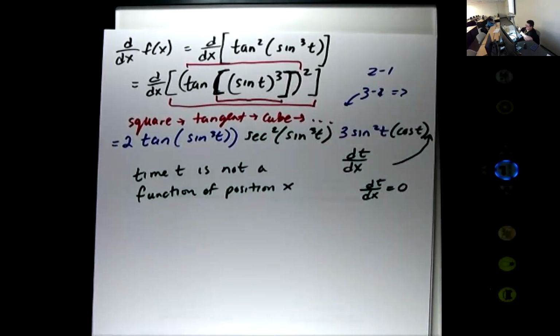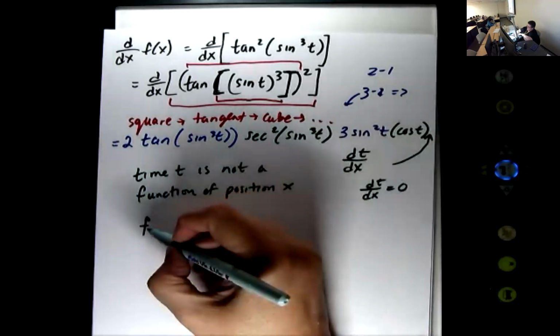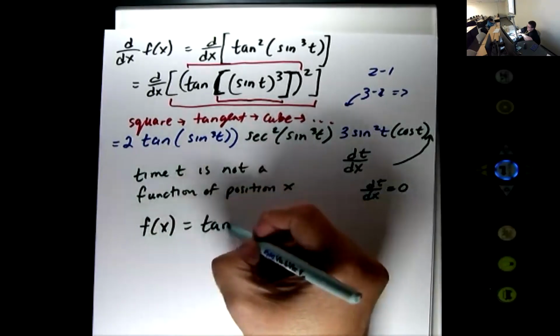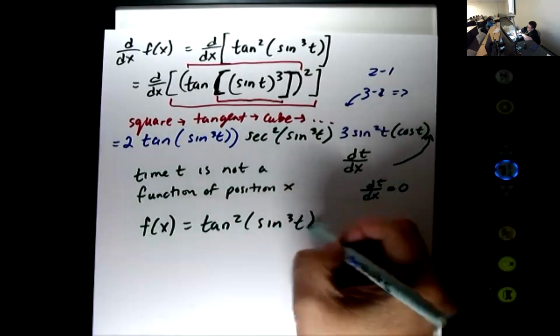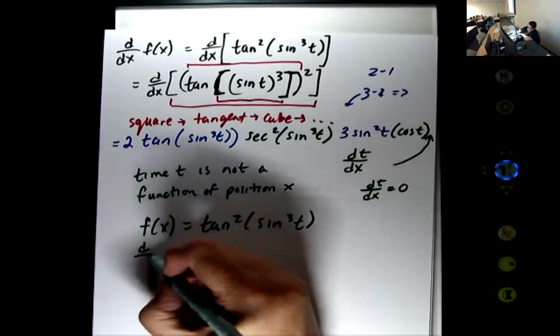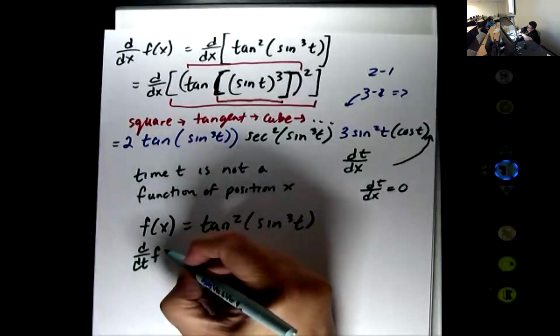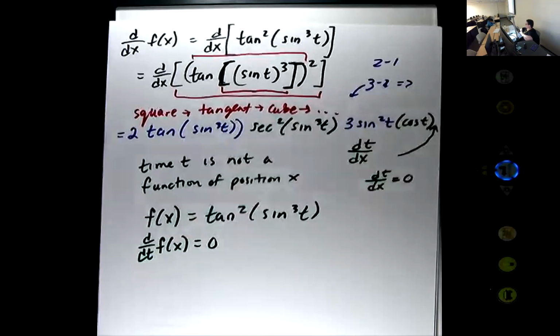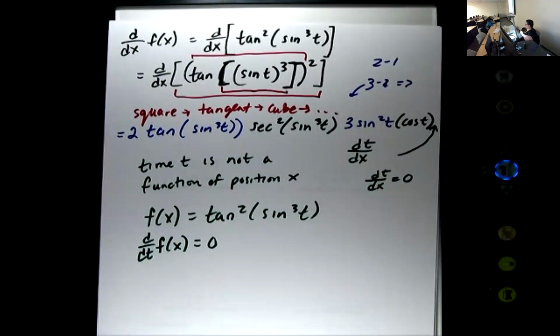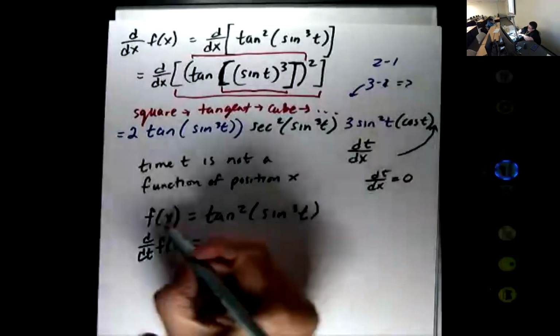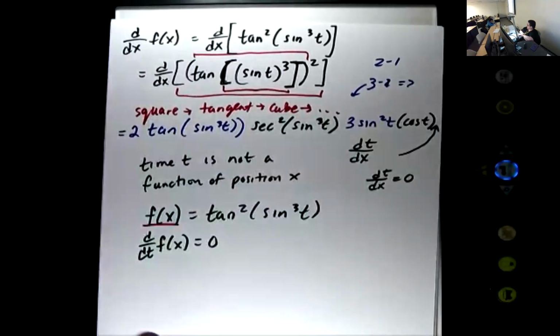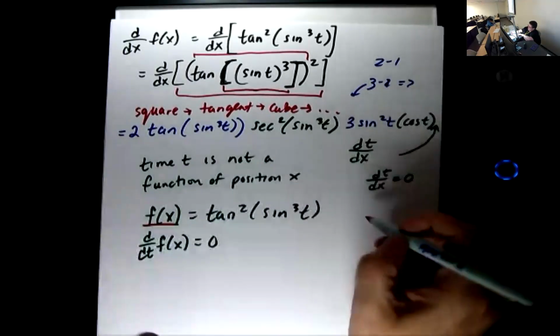So when f of x equals tangent squared sine cube t, the derivative with respect to t of f of x is 0. Who's like, yeah, that guy? It's a little sneaky, right? Pay attention for this. F is a function of x. Nothing says that x is a function of t.